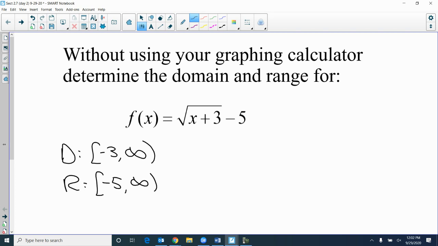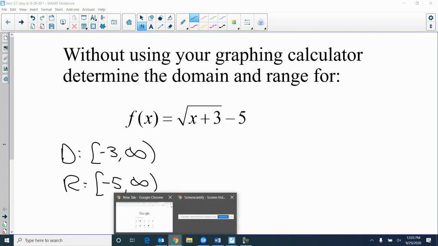All right, good. Because it moves left 3, down 5, and the parent function, which is square root of x, would start at (0, 0). So move it left 3, down 5, that'll give you the domain is -3 to infinity, and then the range is -5 to infinity.